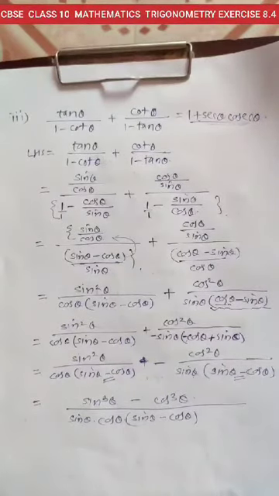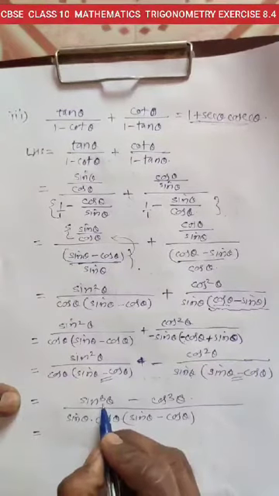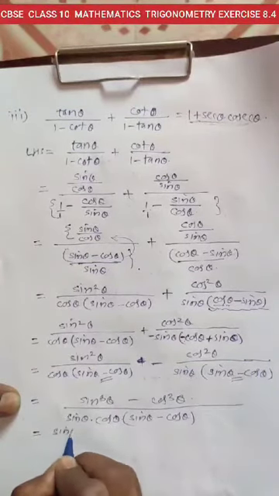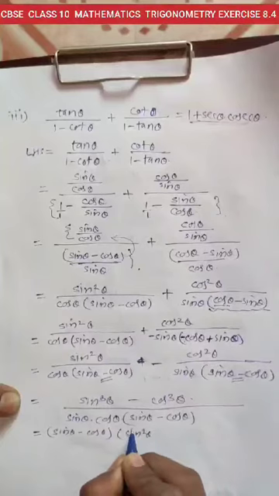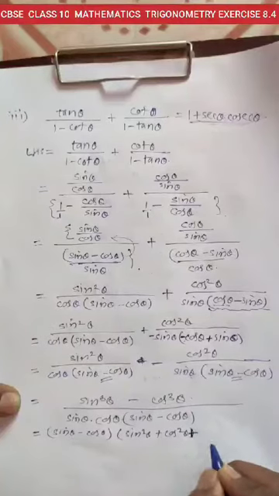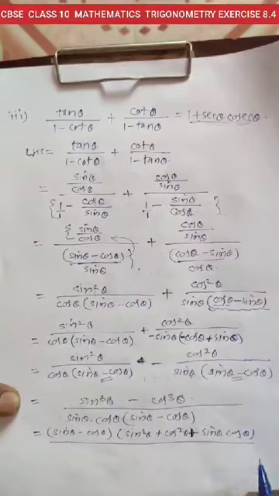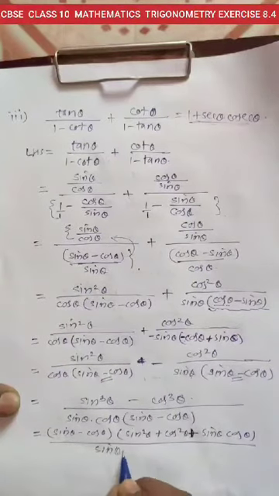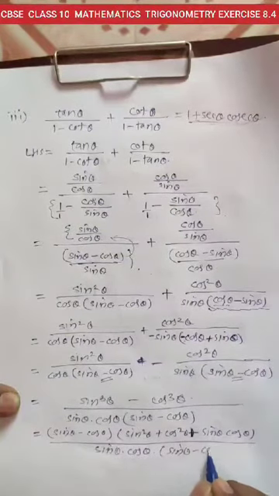Okay. Now we just write down the formulation: sin cube minus cos cube. So we simply write sin theta minus cos theta into another bracket, sin square theta plus cos square theta plus sin theta into cos theta, divided by, so this is the expansion, sin theta into cos theta into sin theta minus cos theta.